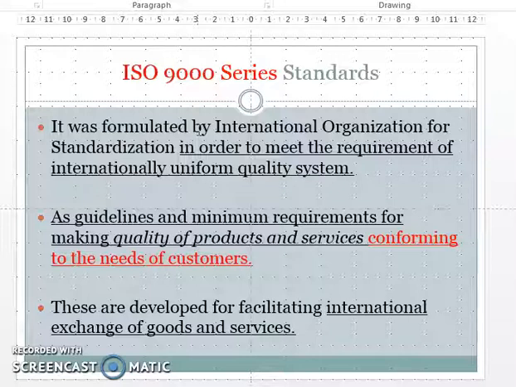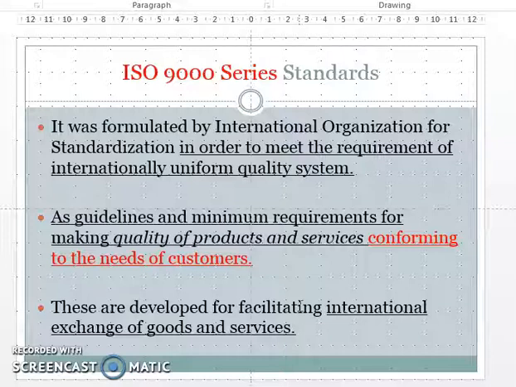First, see what is ISO 9000. The ISO 9000 series standards are formulated in order to meet the requirement of an internationally uniform quality system. This ISO 9000 series gives guidelines and minimum requirements for making quality products and services conforming to the needs of the customer. That is the minimum requirement that should fulfill the customer's need for quality product and service. For that purpose, this ISO 9000 is formulated. These are developed to facilitate the international exchange of goods and services.